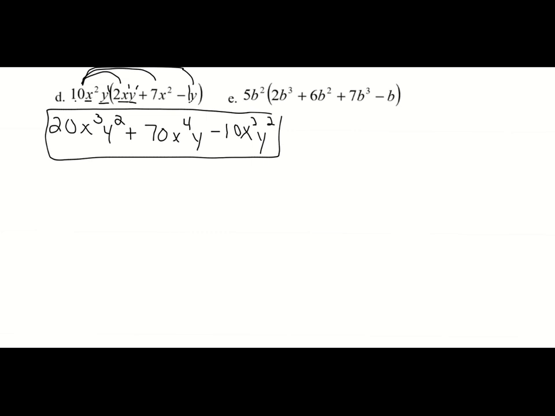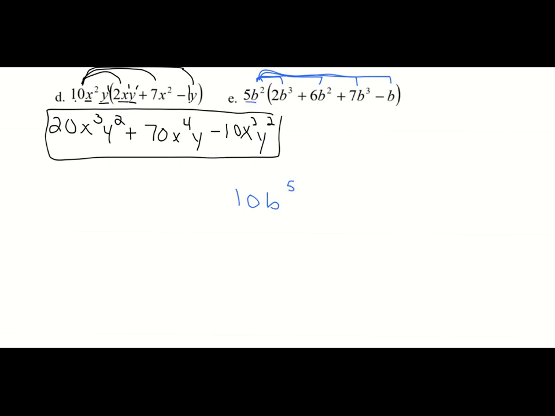Now for B, again, we're going to distribute the 5b squared to each of the 4 terms on the inside. So first we have 5b squared times 2b cubed. 5 times 2 is going to be 10. B squared times b cubed is going to give me b to the fifth power because we add those exponents.